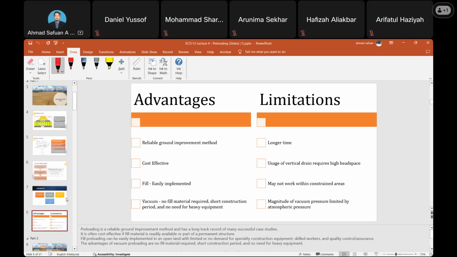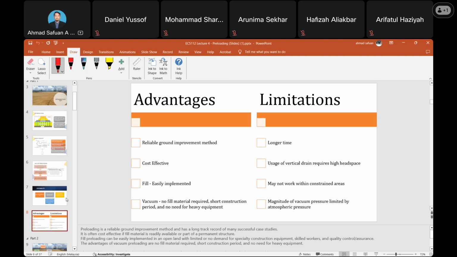So the use of vacuum preloading gives a good advantage, where no fill material is required, short construction periods, and no need for heavy equipment. So that is the advantages of the vacuum preloading.